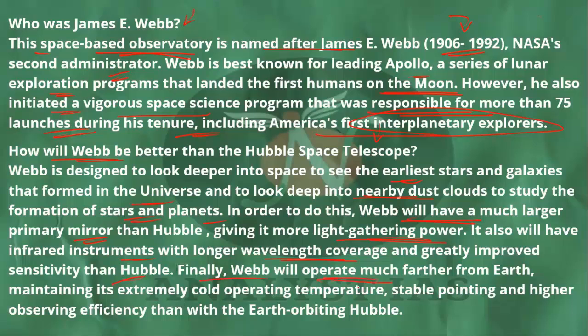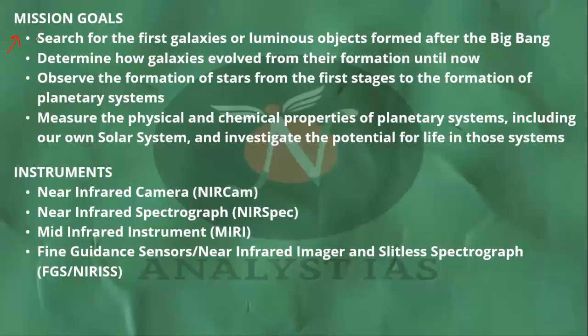Finally, Webb will operate much farther from Earth, maintaining its extremely cold operating temperature, stable pointing, and high observatory efficiency than with the Earth orbiting Hubble. So, James Webb Space Telescope is better in everything and also is placed farther from where Hubble was placed as far as the distance from Earth is concerned, right? Now, what are the goals of James Webb Space Telescope mission?